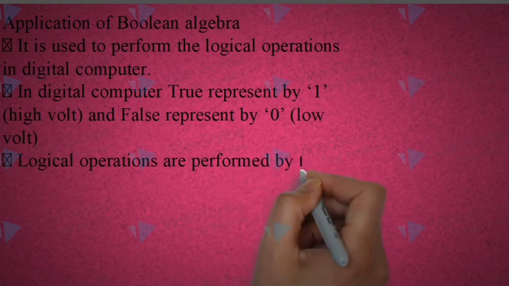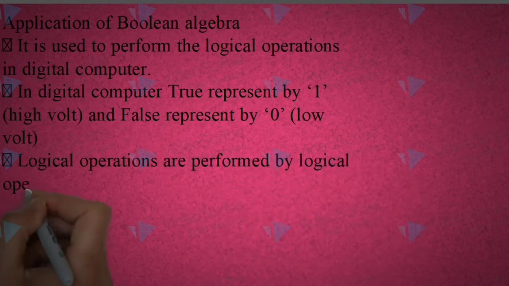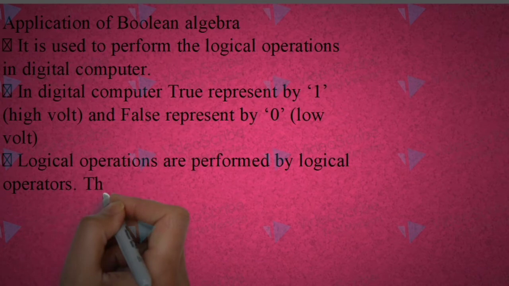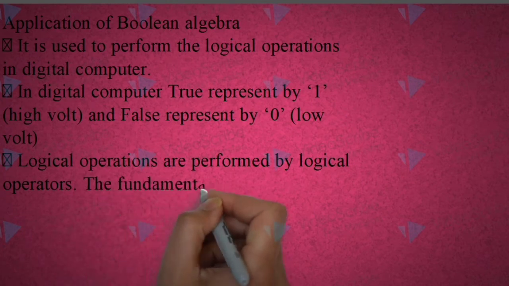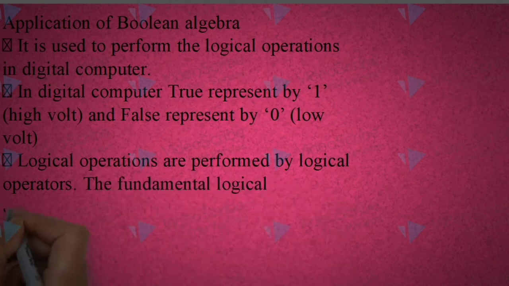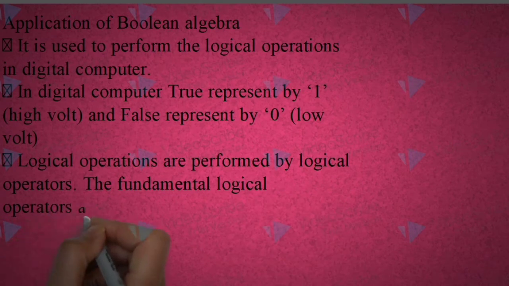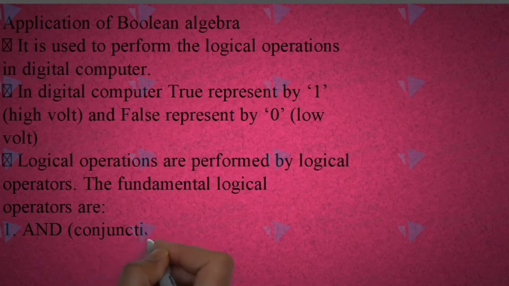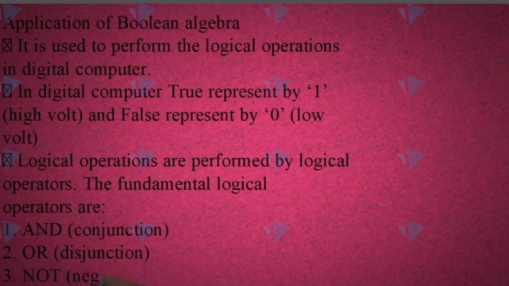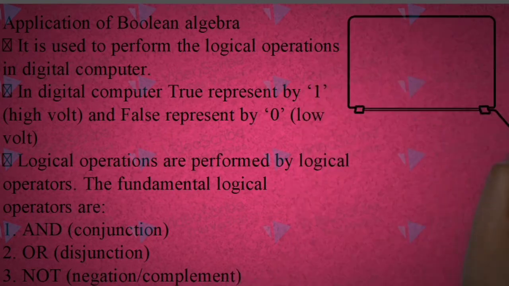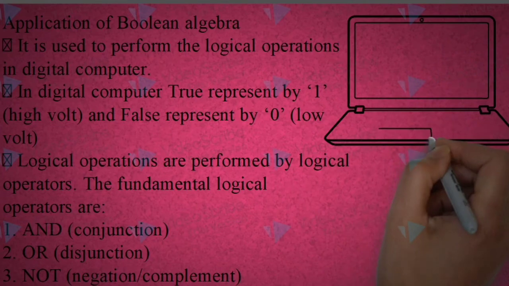Some of the basic logical operations are AND, OR and NOT. AND is also known as conjunction, the OR operator is also known as disjunction, and the NOT operator is also known as negation or complement. We are going to discuss these operators one by one. So let us have the discussion of logical operators.